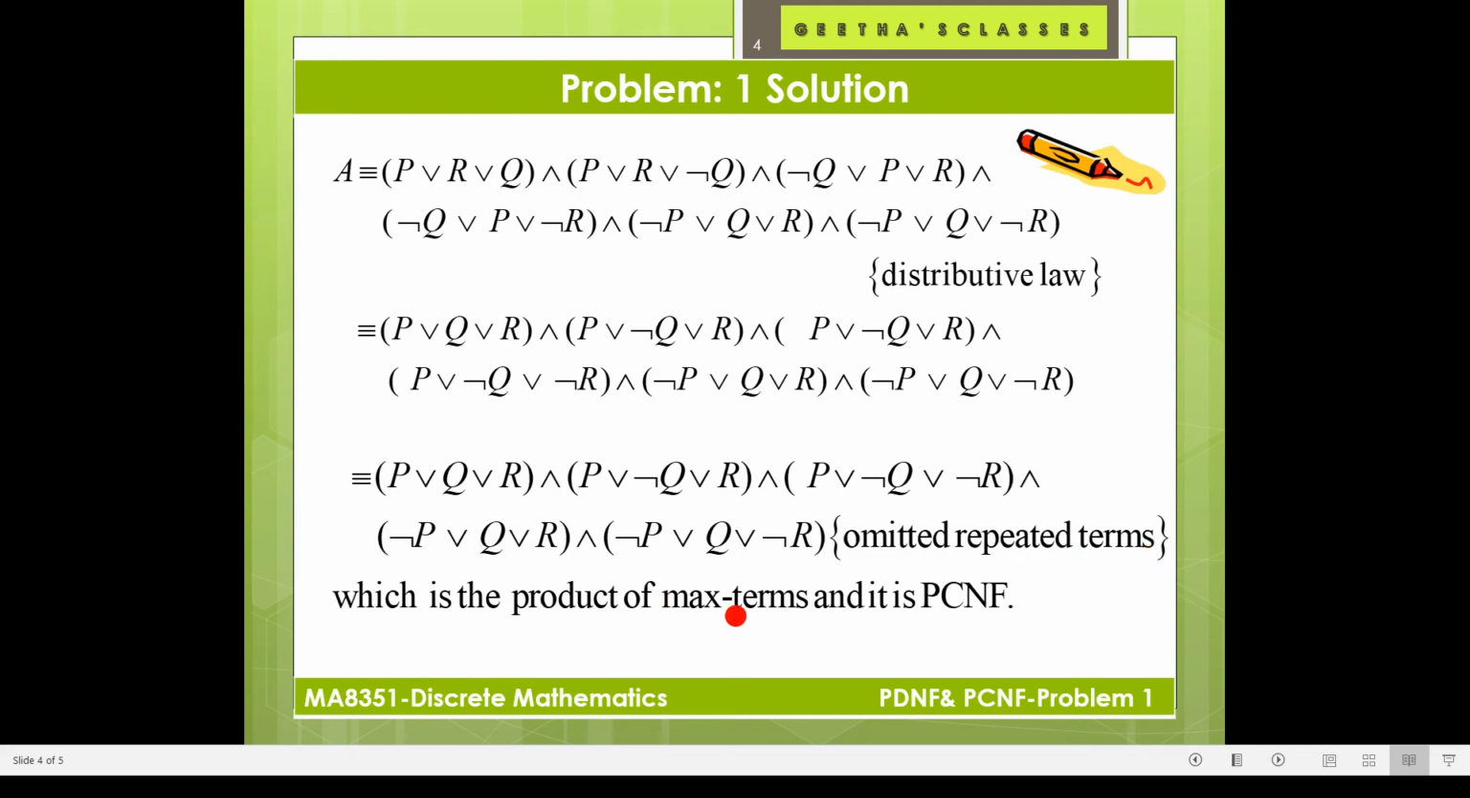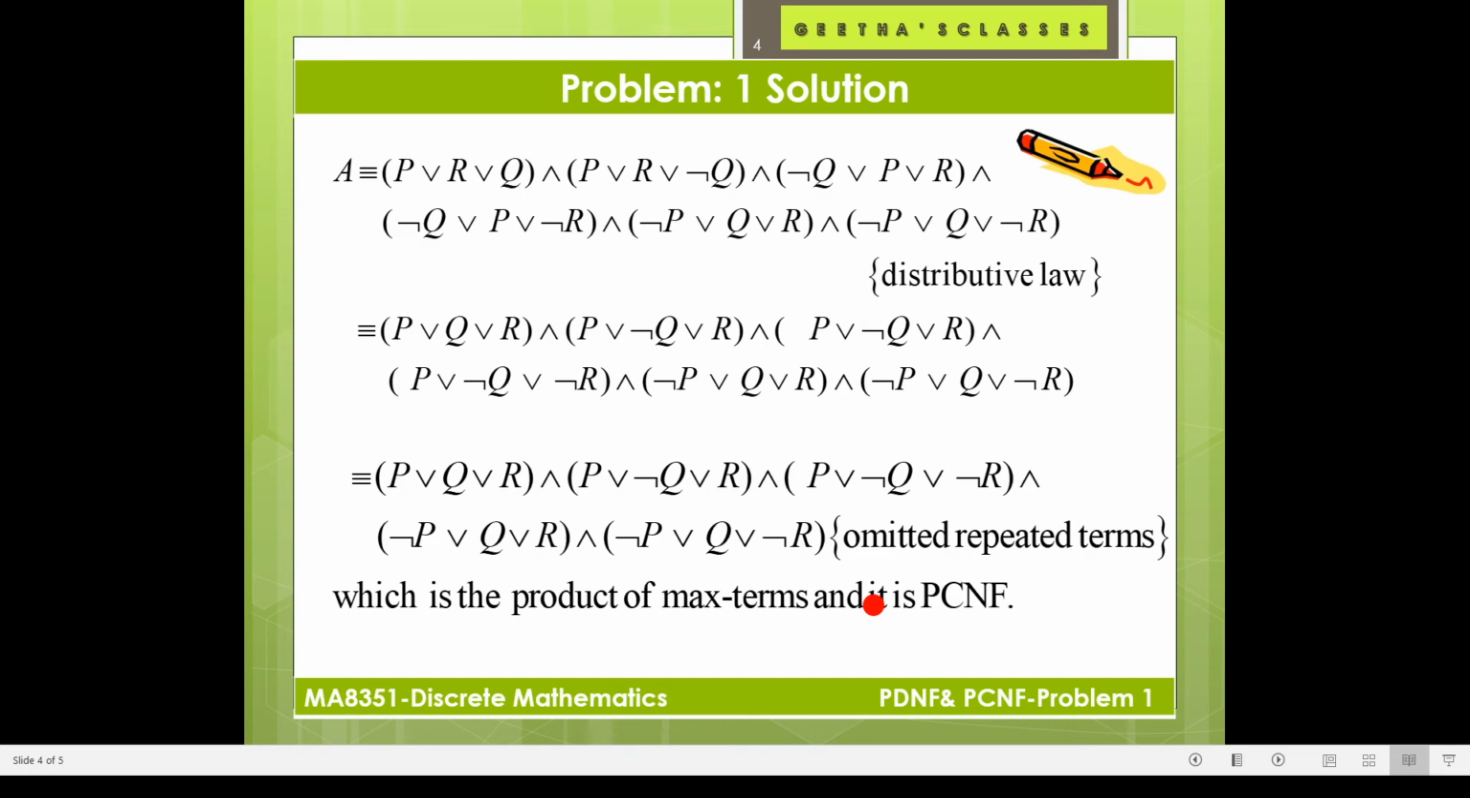Which is the product of max terms, and it is PCNF. Okay. Product of max terms. What is max terms? Max terms means in between the propositions you are having OR. Product means in between the two brackets you are having AND, right? So product means AND, max terms means OR. In between the values you are having OR, in between the brackets you are having AND, that is product of max terms. So it is PCNF. So we have arrived at PCNF.